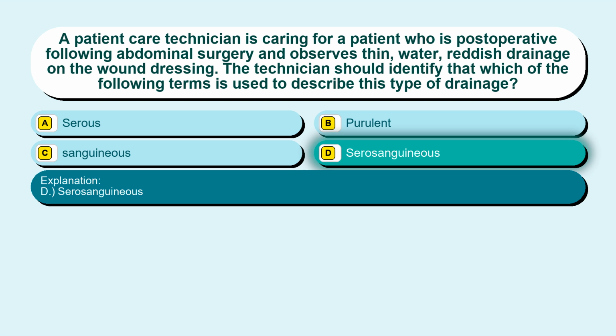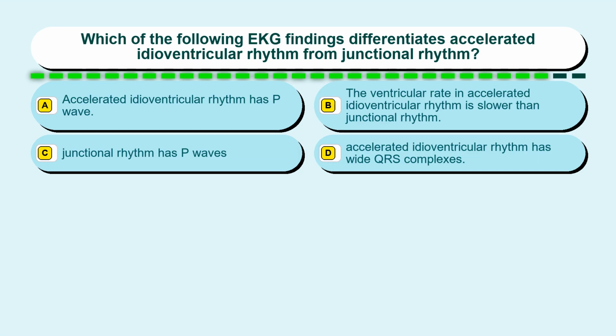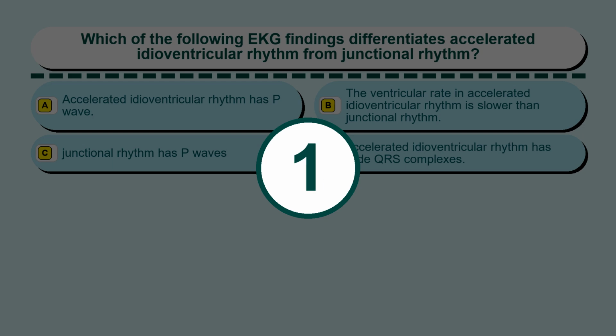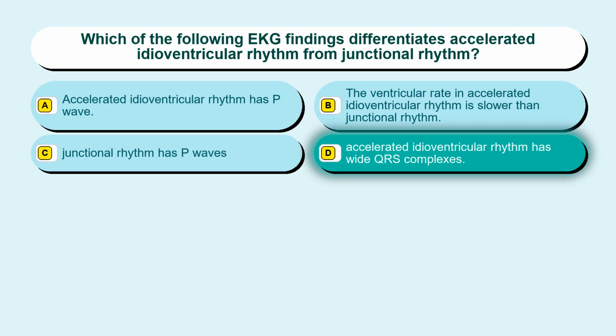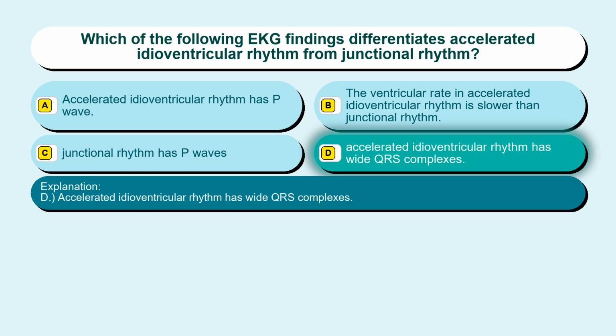Question 31. Which of the following EKG findings differentiates accelerated idioventricular rhythm from junctional rhythm? Option A. Accelerated idioventricular rhythm has P wave. Option B. The ventricular rate in accelerated idioventricular rhythm is slower than junctional rhythm. Option C. Junctional rhythm has P waves. Option D. Accelerated idioventricular rhythm has wide QRS complexes. The correct answer is option D. Accelerated idioventricular rhythm has wide QRS complexes.